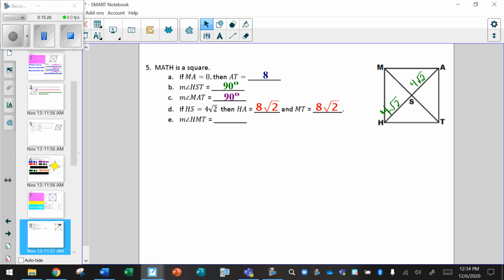So then what is the measure of angle HMT? Well, we know because it's a square, all the corners are 90 degrees. And we know because it's a rhombus, the diagonals bisect the angles. So what happens in every square is the diagonals create 45-degree angles in every corner. So measure of angle HMT is 45 degrees.